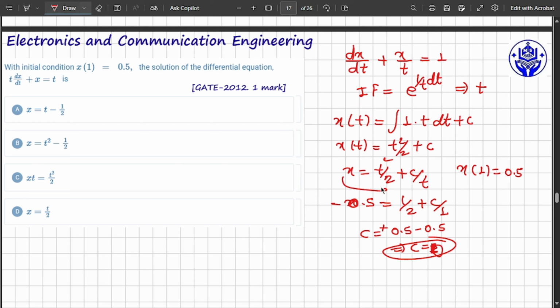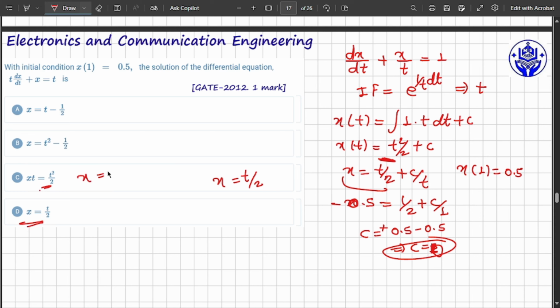If c is equal to 0, then what is the solution? Then x of t will be t. Okay, it will be t here. Then x is equal to t by 2. If it is x is equal to t by 2, so this may be the answer for this.